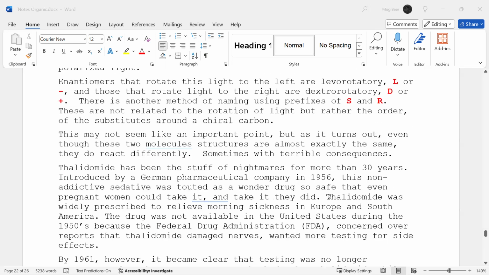Okay, so anybody heard of this? It's pronounced thalidomide. No.